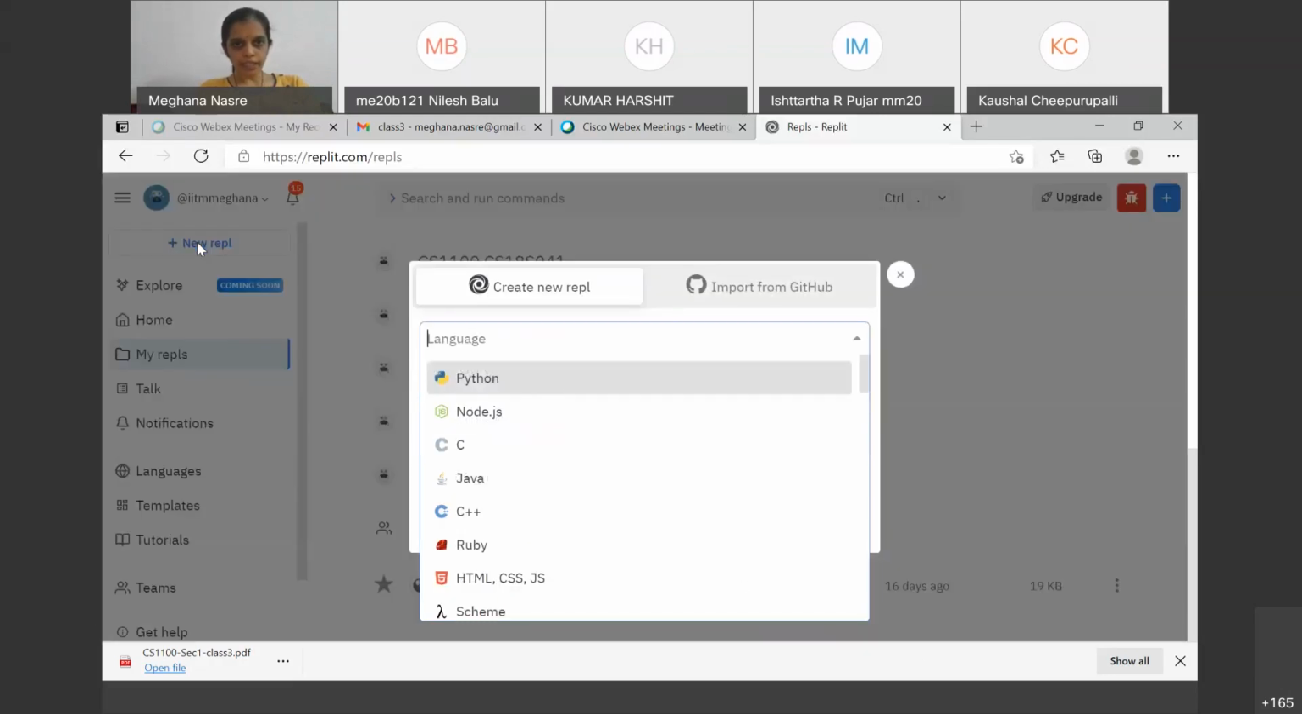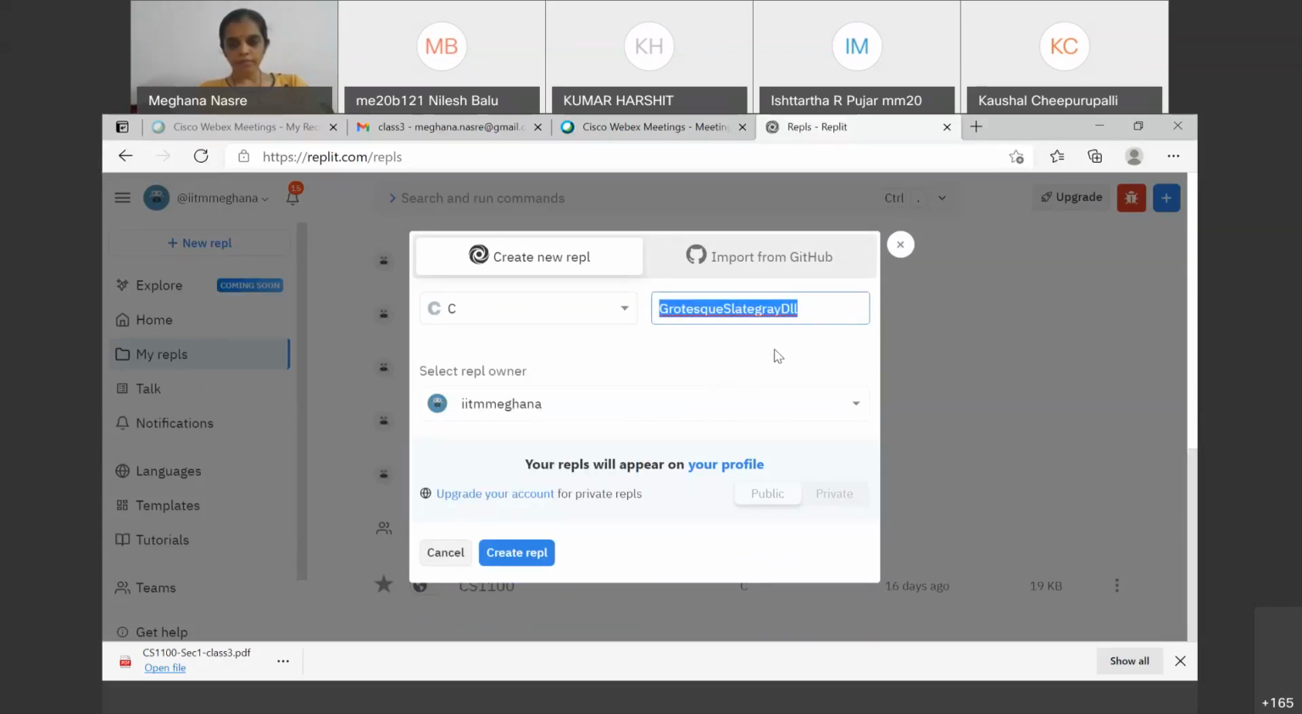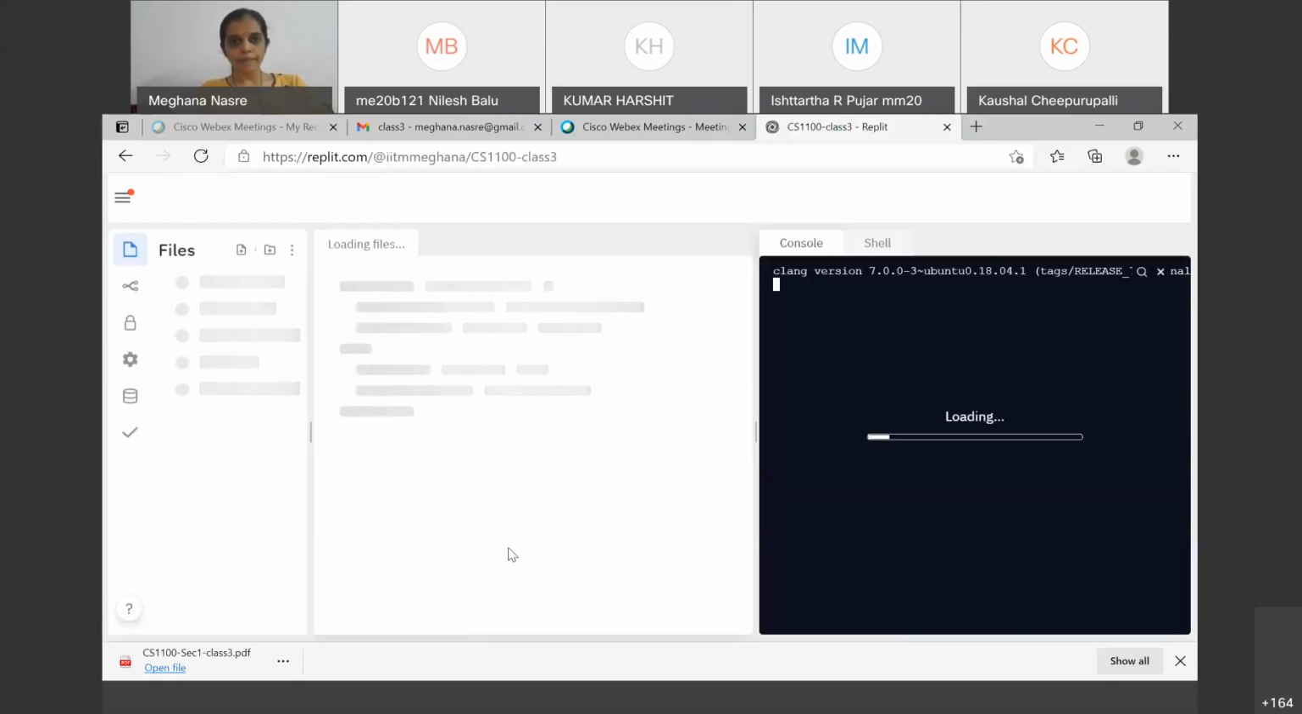I'm going to click that and it tells me what programming language I should choose. You are not going to create a new REPL. You are going to be added to a team because we want you to work in a particular environment, but you can do this for your own testing. I'm going to choose the C programming language, and I'm just going to call it CS1100 class 3 because it is our third lecture, and I'm just going to say create REPL.